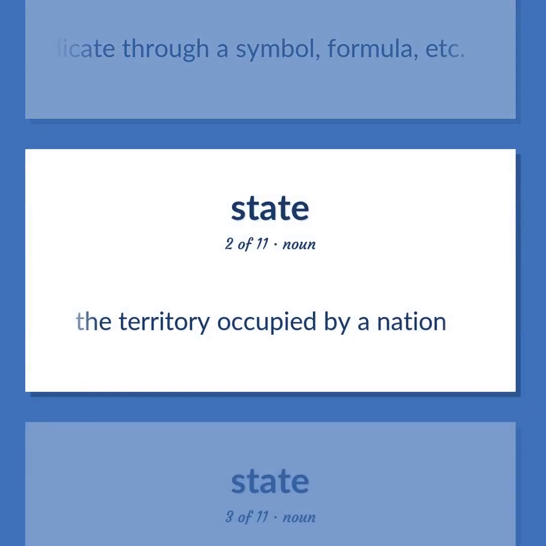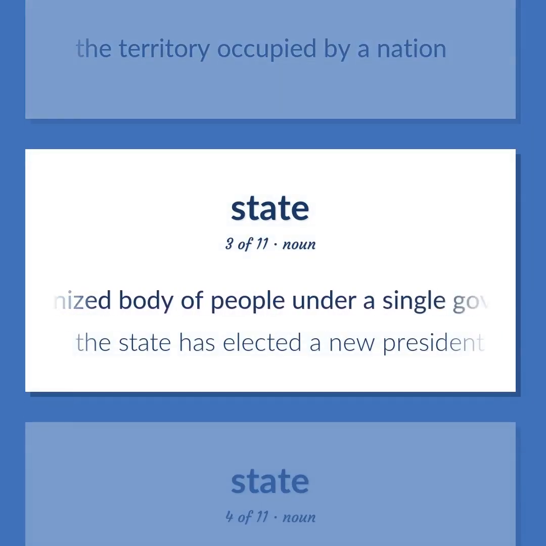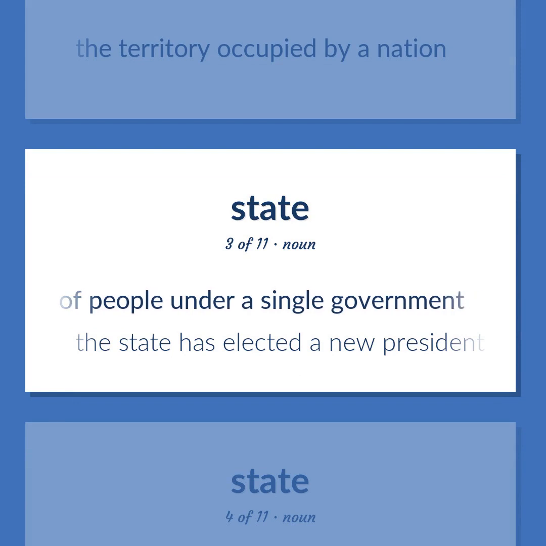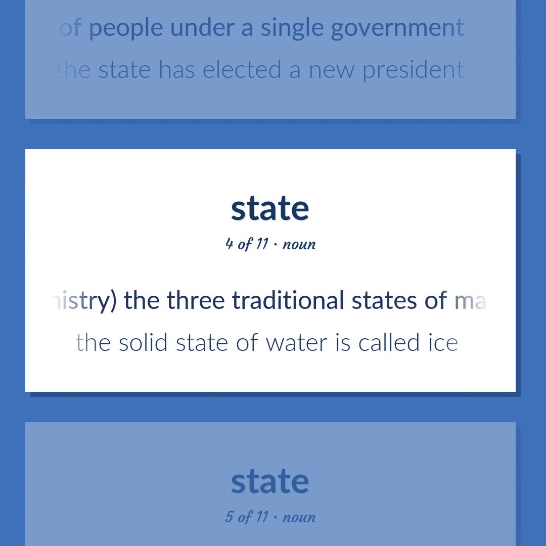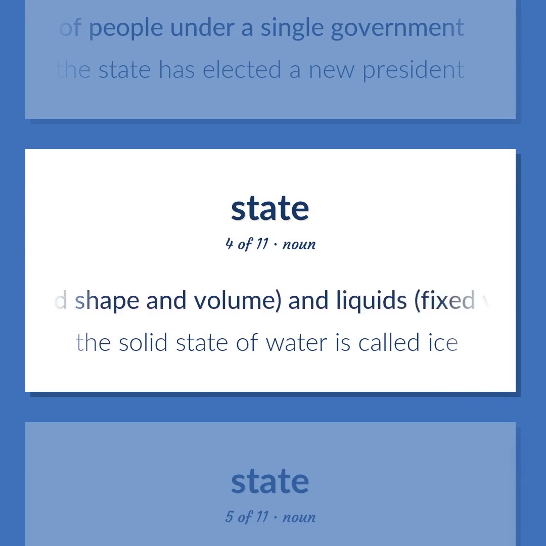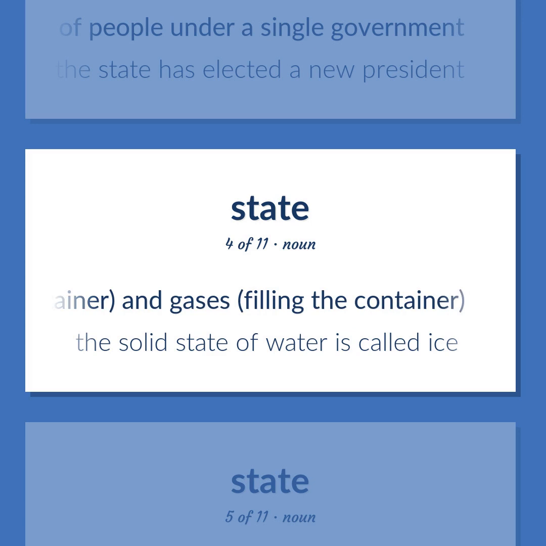The territory occupied by a nation. A politically organized body of people under a single government. The state has elected a new president. Chemistry. The three traditional states of matter are solids, fixed shape and volume, and liquids, fixed volume and shaped by the container, and gases, filling the container. The solid state of water is called ice.